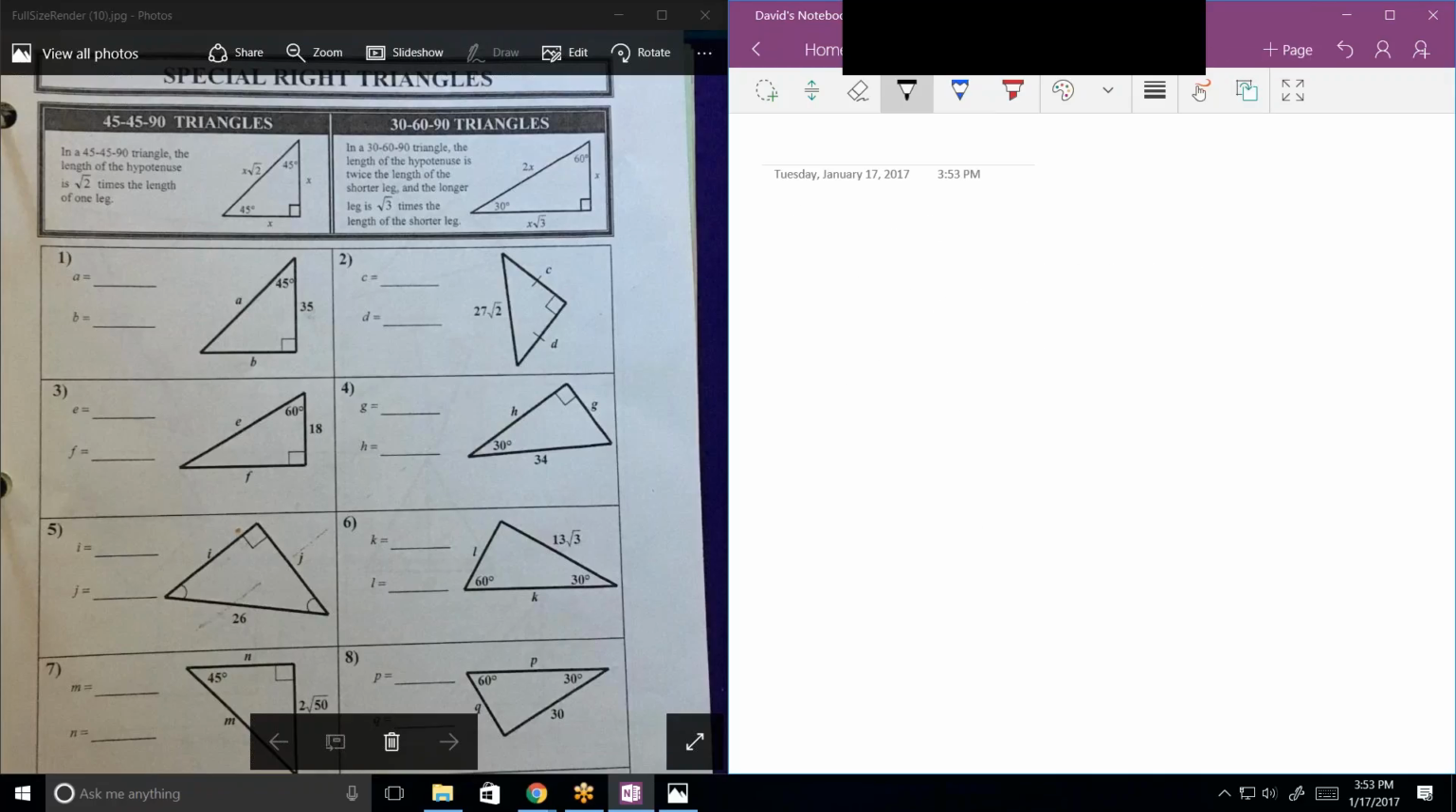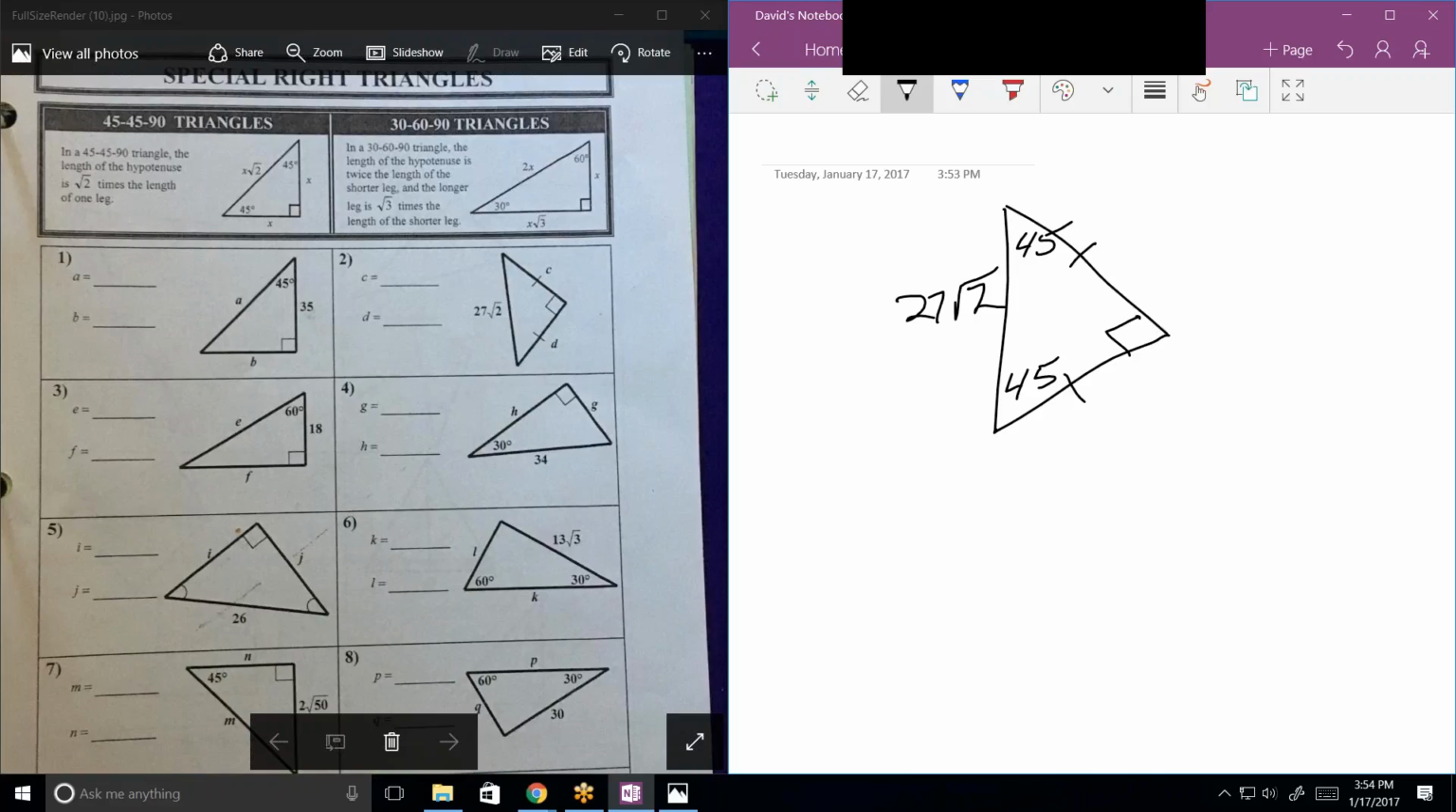Number 2. Also a right triangle. That side's equal to that side. What kind of right triangle is that? Is it a 30-60 or a 45-45? 45, 45. Yeah, because it's an isosceles right triangle. In other words, because that side's equal to that side, that angle has to be equal to that angle, and the only way that works is if they're both 45.